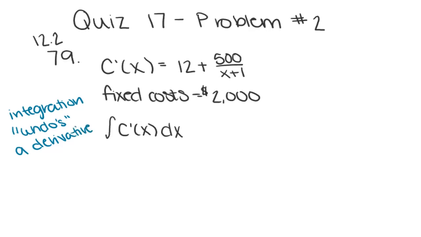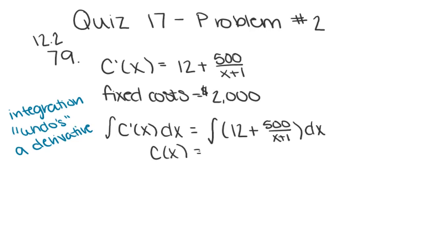Okay, so we have that, and then we can put over here the integral of what the actual function is, 12 plus 500 over x plus 1 dx. Now over here we're taking an integral of a derivative, so we'll just get the function itself. So we'll have C of x. And then we'll still have our integral over here, same as before.